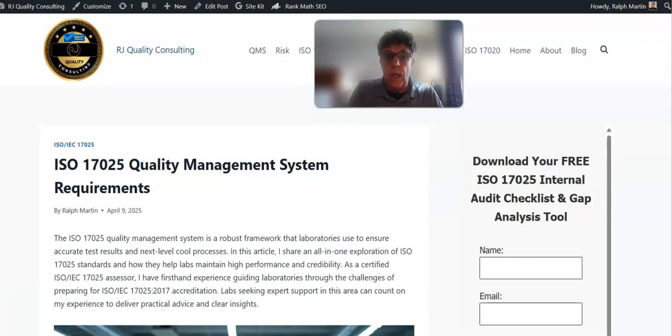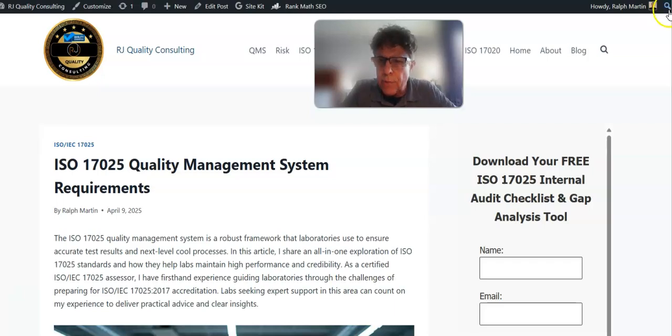If you are a laboratory looking to get more information about how to get your laboratory ready for an ISO 17025 accreditation audit, or you're already accredited and you're getting ready for your accreditation body's surveillance audit or reaccreditation audit, I think you'll find this blog post helpful. And I am here to help.